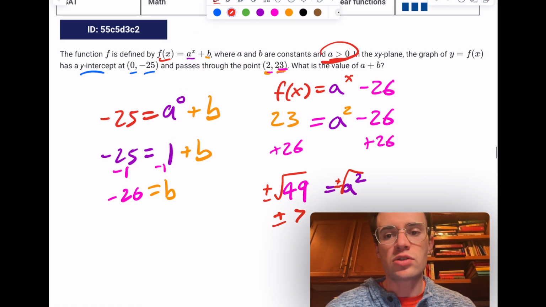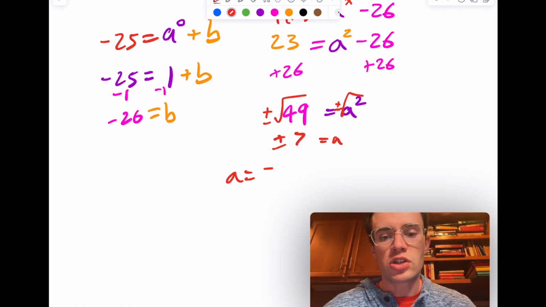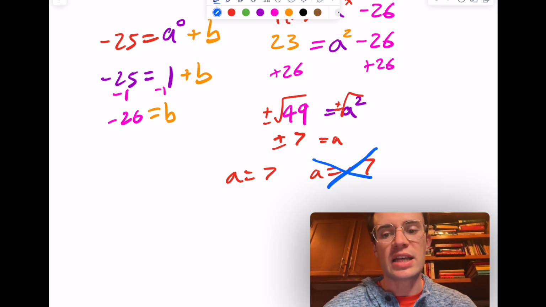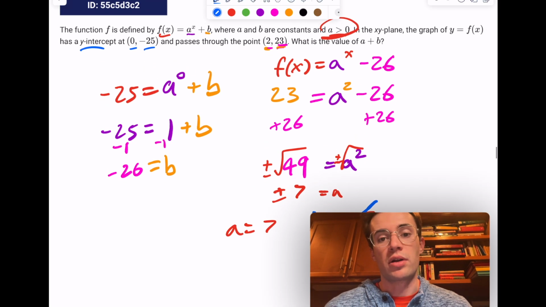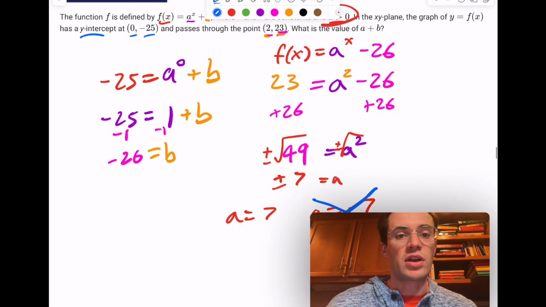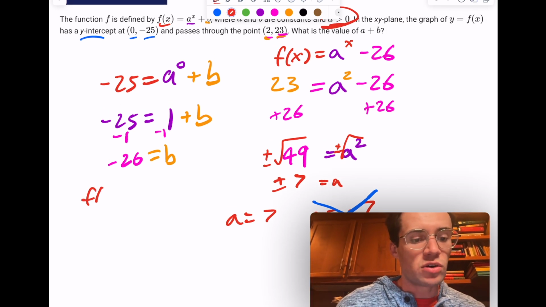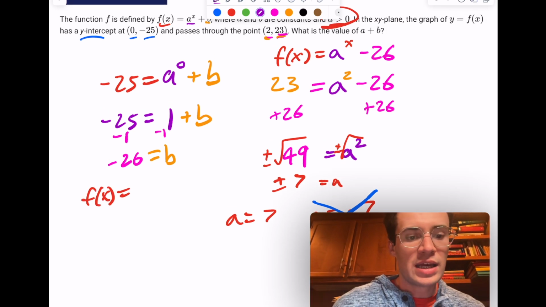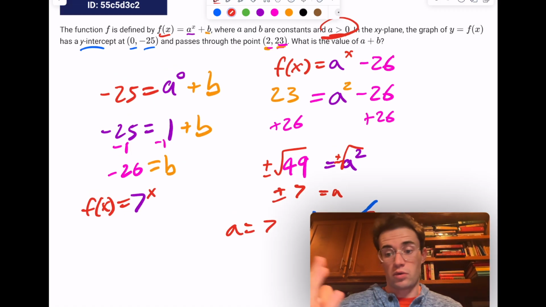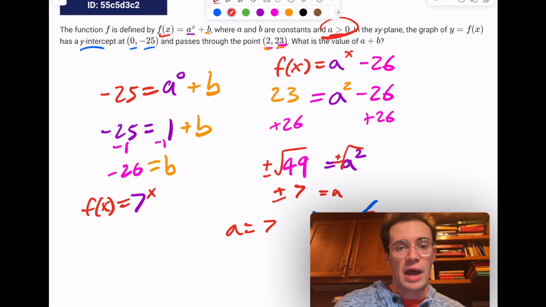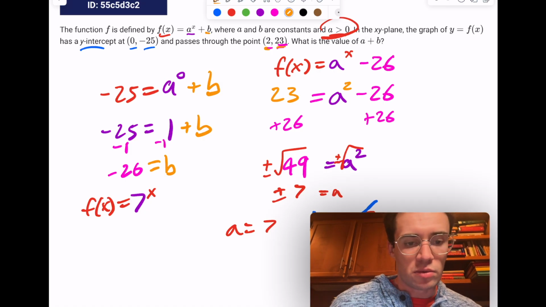But they told us a is greater than 0, so if our two options are a equals 7 and a equals negative 7, we can cross out negative 7, because that doesn't follow the rule of a being greater than 0. So a equals 7. Now, if we rewrote the entire function, it would be f of x is equal to 7 to the x power plus b. So 7 is like our growth factor here. It's the base of the power, and b means we're shifting down 26.